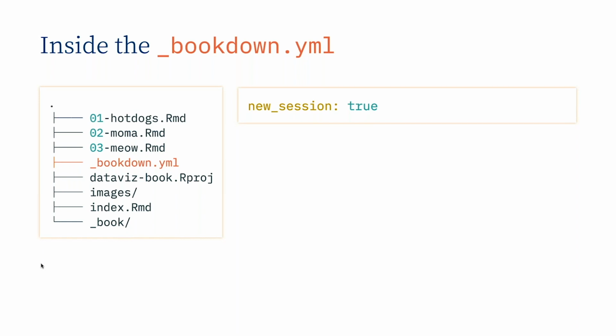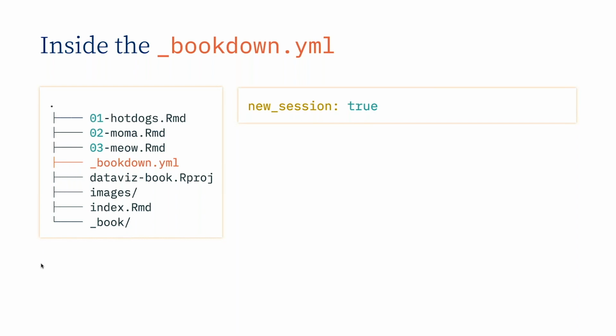So I'm going to recommend that your _bookdown YAML file is pretty sparse. The main key that I recommend using for this YAML file is new session, and I recommend that you set it to true. This means that each of your R Markdown chapters is knit in a separate session. This will make your life easier and will make it easier for you to troubleshoot when you're knitting your book, building your book. Any of the errors that you see will be a lot easier to debug if each of the chapters is totally independent.